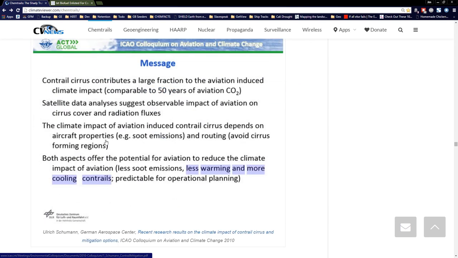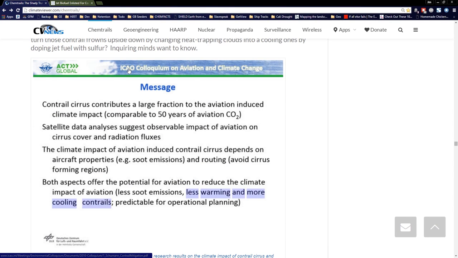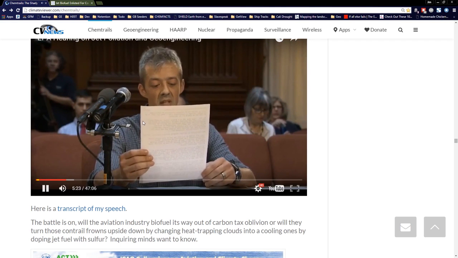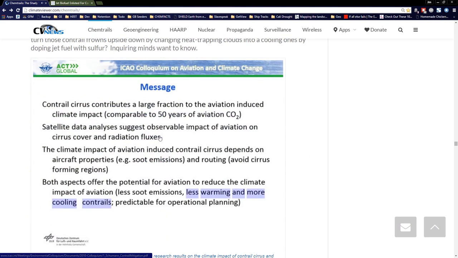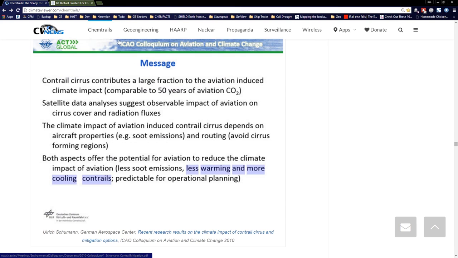So the battle is on. The ICAO is supposed to regulate itself, coming in the next month, February. So they're going to write their own regulations. And basically, the EPA is holding off to decide whether or not to do something about it, based on what laws they write on themselves. But what you'll see is the ICAO colloquium on aviation and climate change. This is Dr. Ulrich Schumann talking about what to do about the chemtrails.